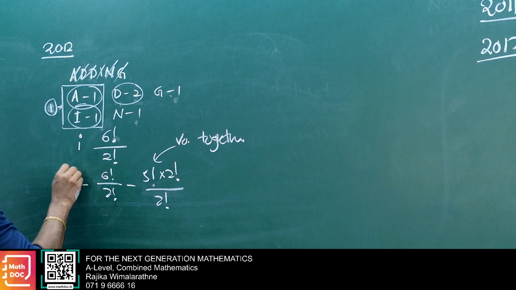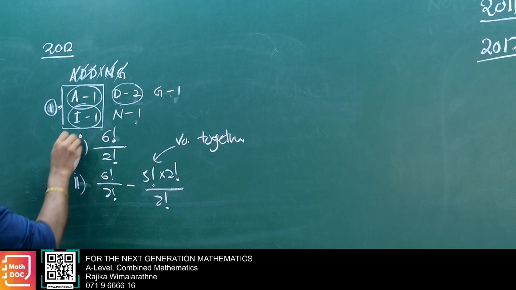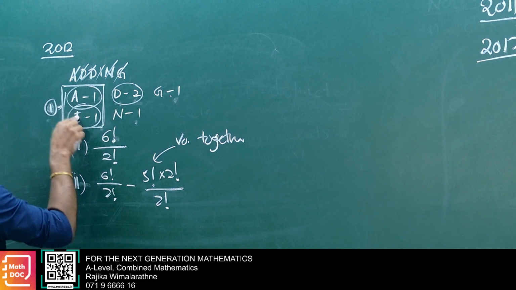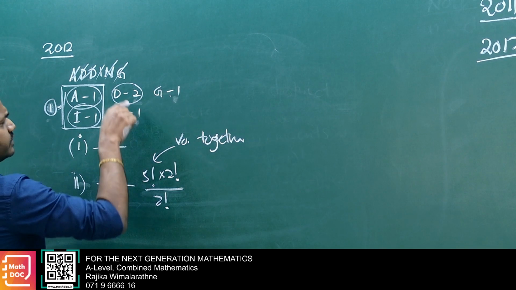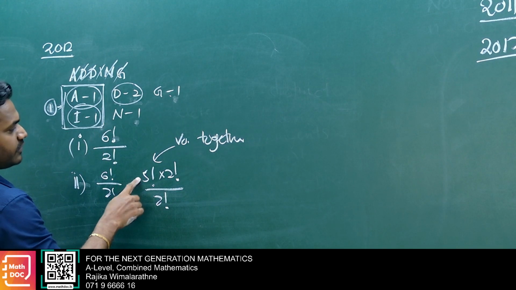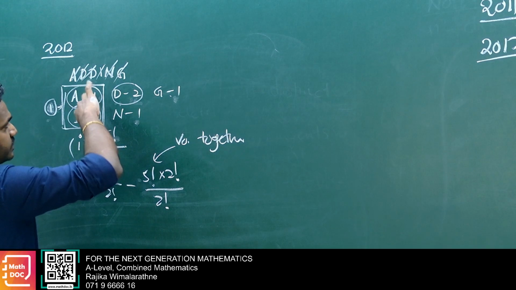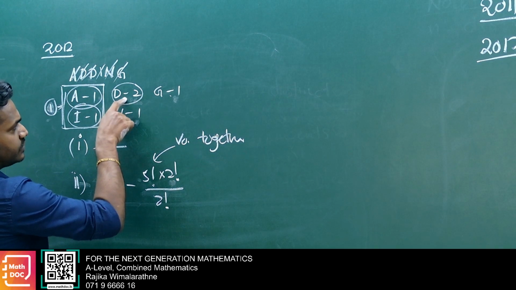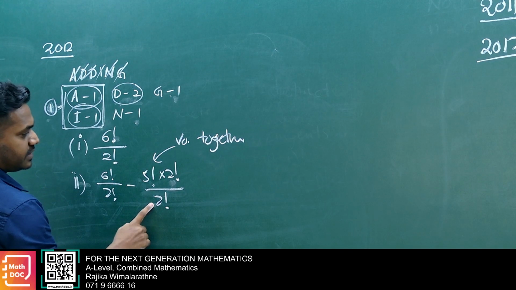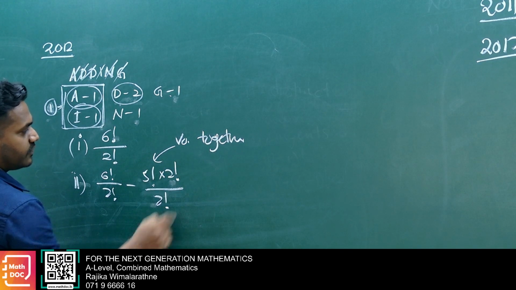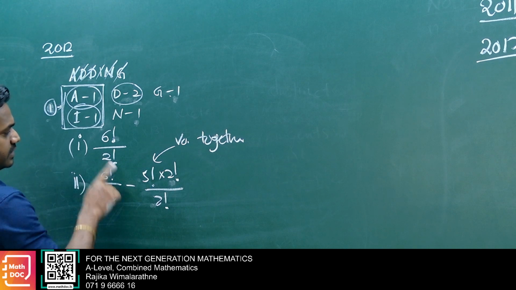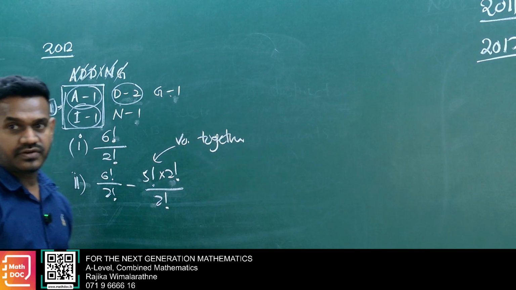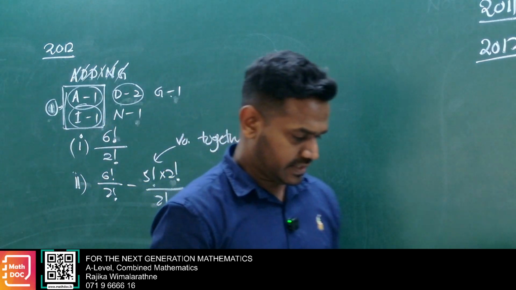Then the second case, vowels are not together. Take the vowels together as 1 unit, then all together 1, 2, 3, 4, 5 units, arranged in 5 factorial ways. We can swap them 2 factorial ways. Then there are 2 equal letters, so remove it. Then from the total, remove vowels together, and we get vowels not together. Okay, then 2012.